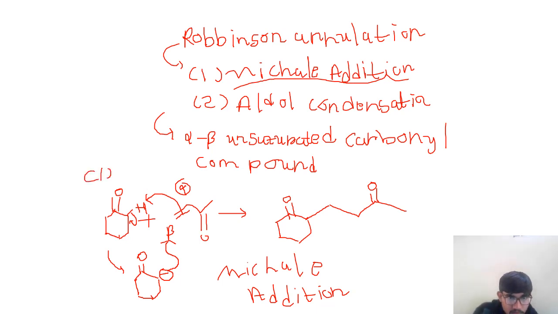What happens is that this cyclohexanone will create a carbanion, and this carbanion will attack on the beta position of the alpha beta unsaturated carbonyl compound, and then the electrons of this double bond will be transferred to this hydrogen, and this will ultimately form this compound. Okay, so this was formed first. Now, next slide we will take the formed compound.